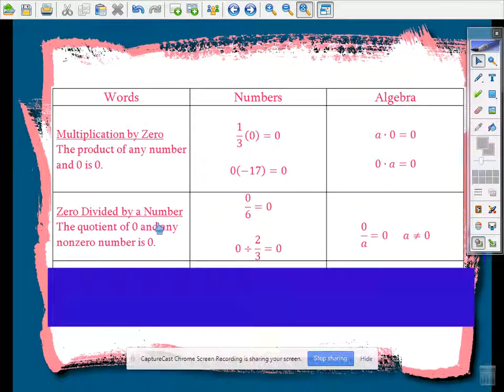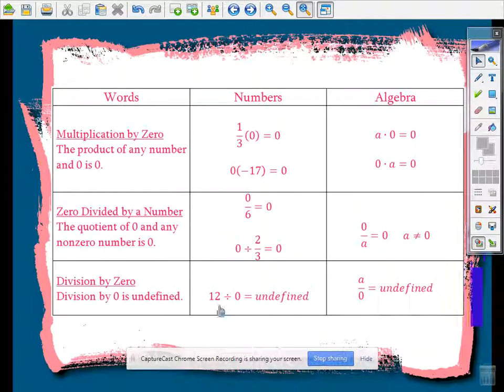Now, 0 divided by a number, the quotient is also 0 as long as what you're dividing by is not 0. So it says any non-zero number. 0 divided by 6, 0. 0 divided by 2/3, 0. 0 divided by -8, 0. Anything that you divide 0 by is 0 as long as you're not dividing by 0.